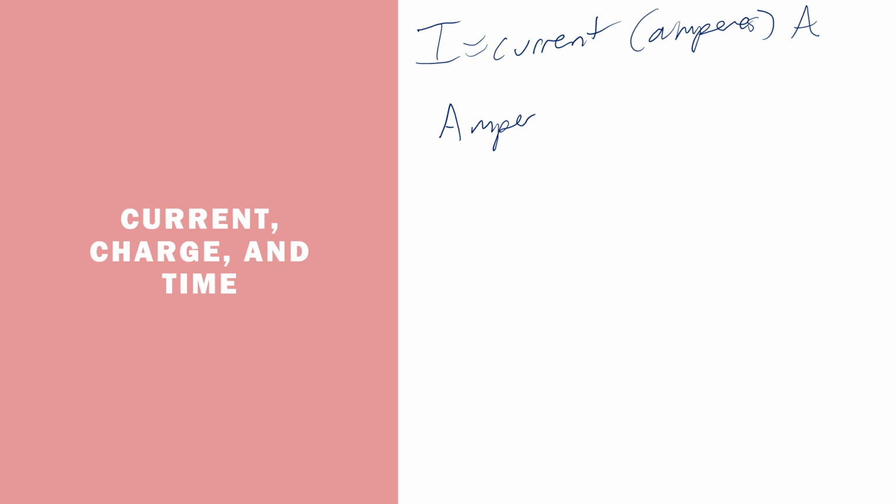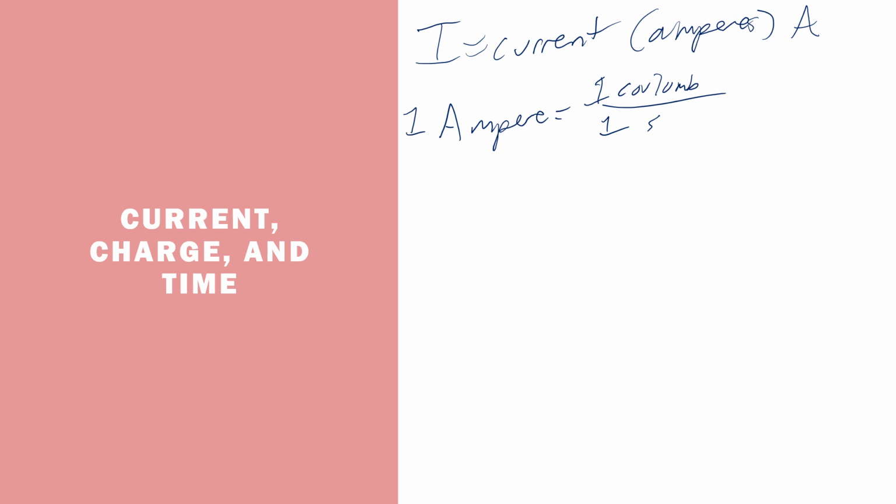So let's talk about current. Electrical current is the amount of charge that is transferred over time. We use the letter I for current, and it's measured in amperes. Sometimes I'll just say amps. The abbreviation would be A. And an ampere is equal to 1 coulomb per second. So I say 1 ampere is equal to 1 coulomb per second, for every 1 second.